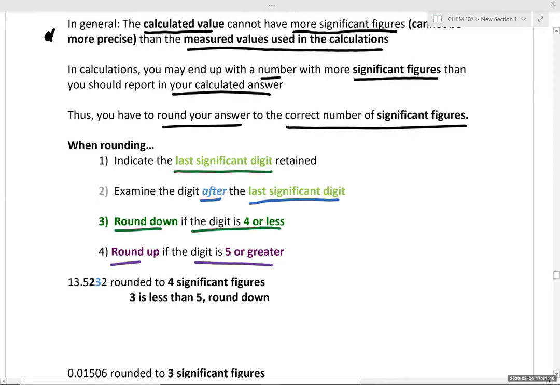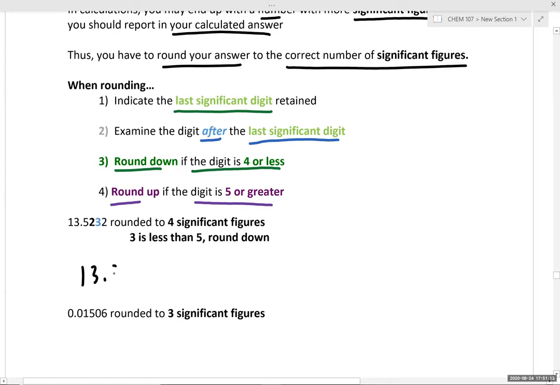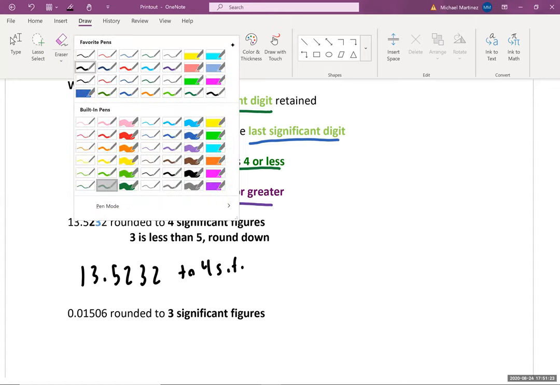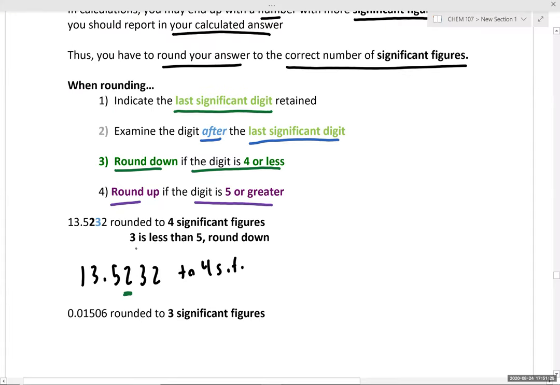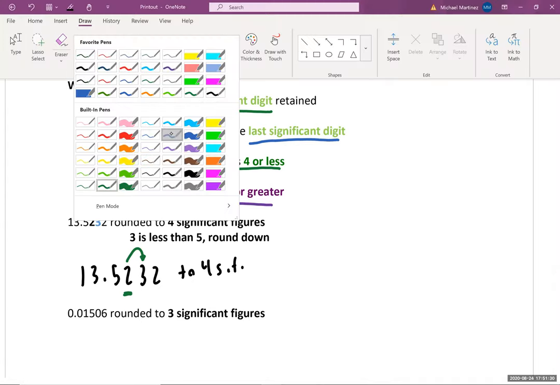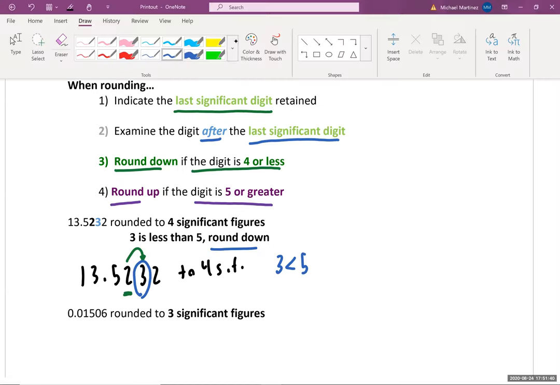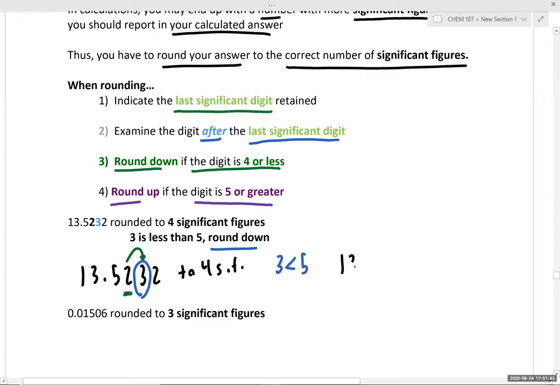So for example, if we're rounding 13.5232 to 4 significant figures, we're going to highlight our 4th significant digit, and then we're going to look 1 space to the right. Now looking at this number, we see that 3 is less than 5, so as a result, we round down. That in turn would give us 13.52.